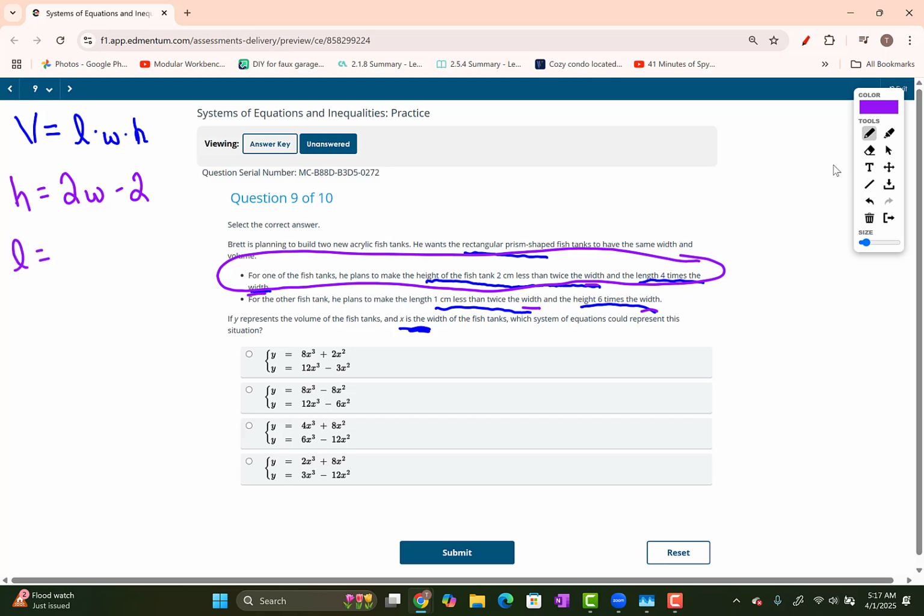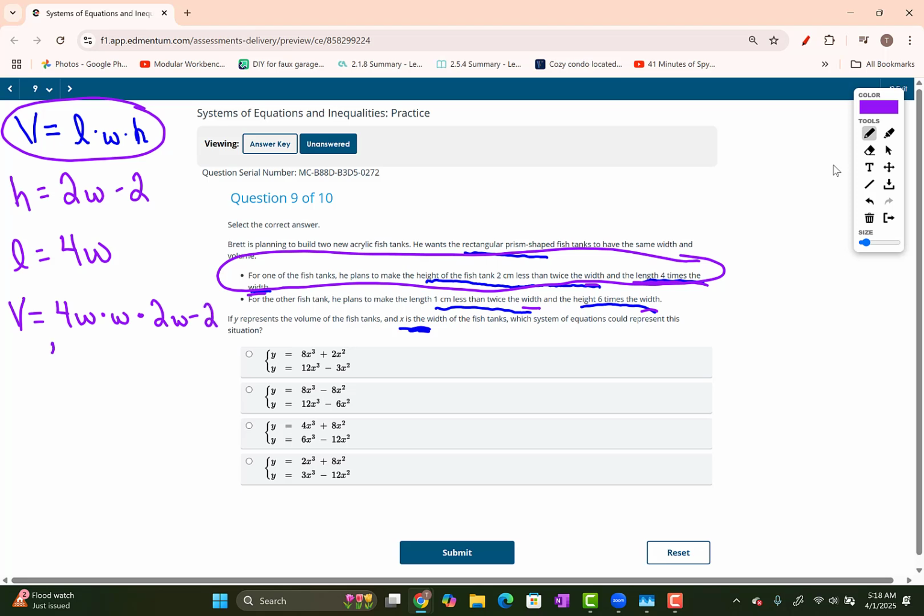And then the length, what do they tell us? The length is 4 times the width. So that's just 4w. So we're going to take this expression at the top and rewrite it. Instead of length times width times height, the length is now 4w, the width is just w, and the height is 2w minus 2.